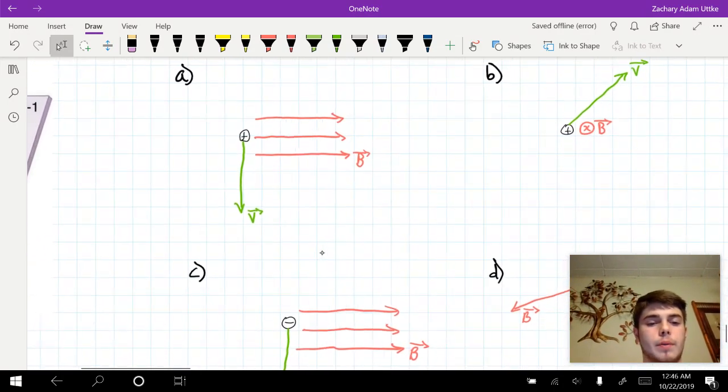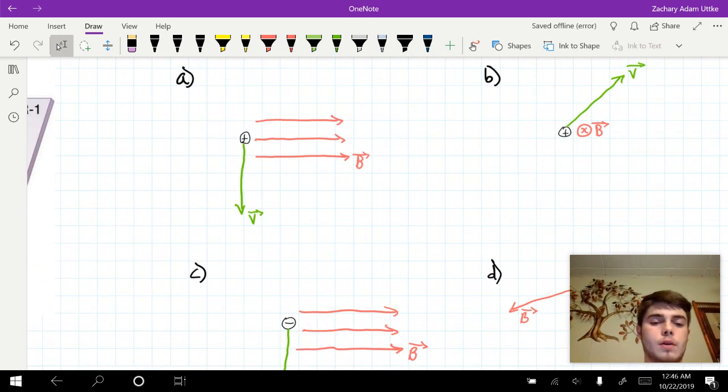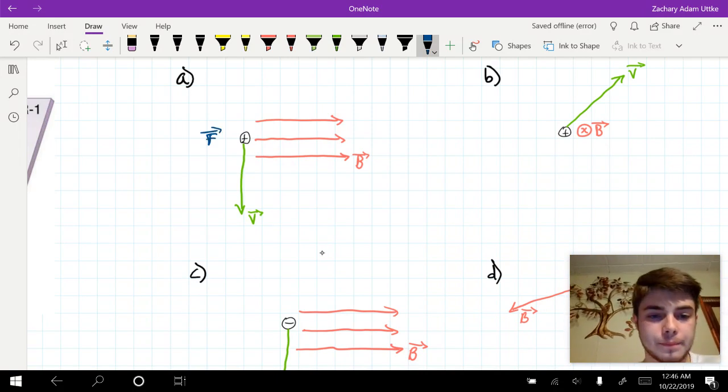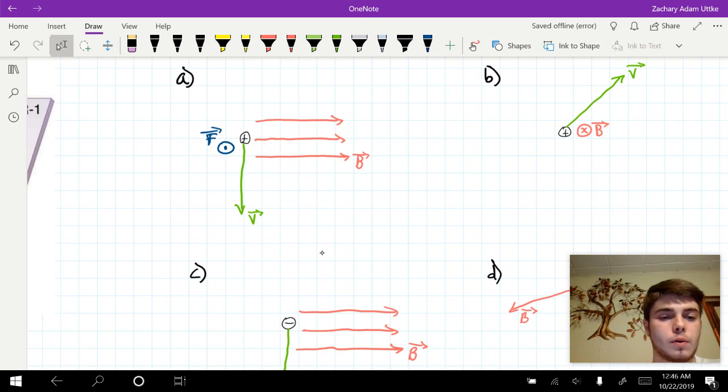So in part A, using your right hand, put your right thumb in the direction of the velocity and have your fingers go in the direction of the magnetic field B. So if you're doing that correctly, you'll get that the force on this proton, this positively charged particle, is directed out towards you. So if your thumb is down, your fingers are to the right, your palm should be facing towards you out of the page. Okay.